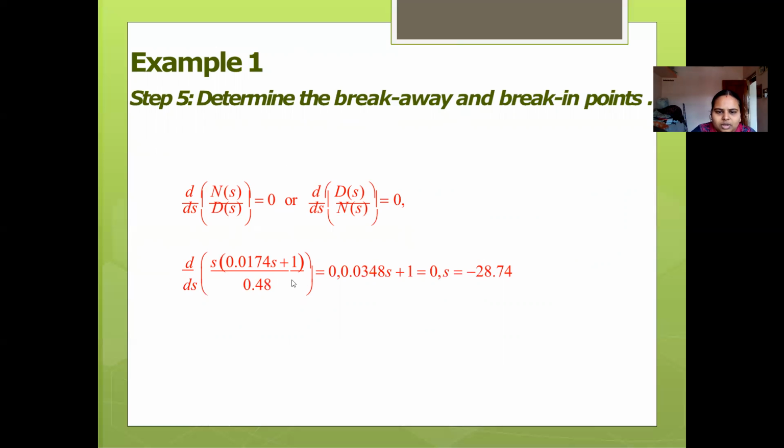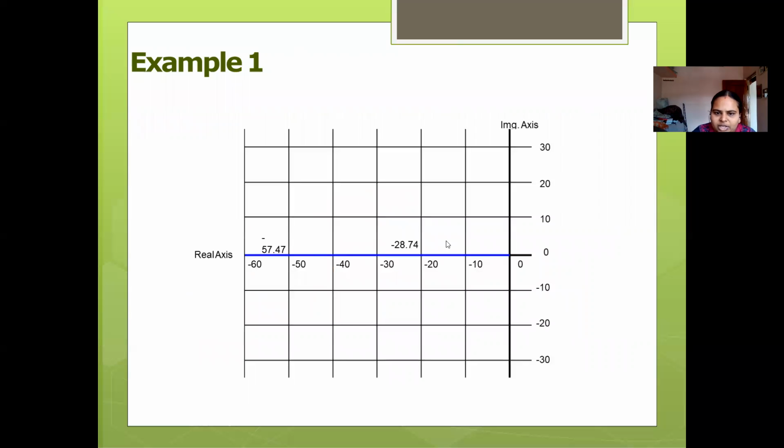You just reverse first. You go with d by ds of s into 0.0174 s plus 1 divided by 0.47. That gives the value after differentiation, which will be 0, and that is going to be equal to 0. The value you get here is 0.0348 s plus 1 equal to 0, or else s is going to be minus 28.74. This means that is the breakaway point.